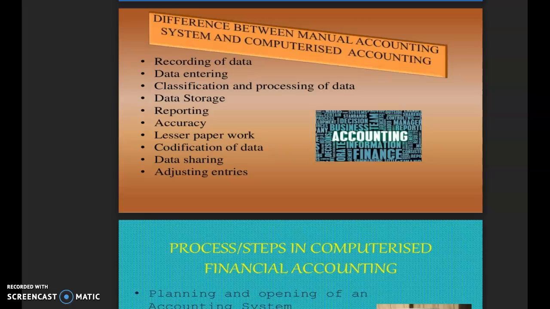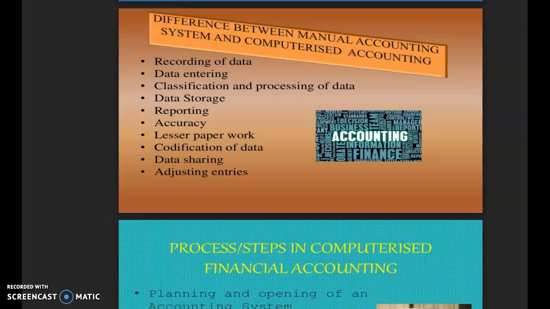But here the only difference is that all these steps and all the work is done with the help of the computer, but the basic instructions, basic principles, basic concepts, they remain the same. And the computerized accounting system also works on the same parameters as the manual accounting system. That means the accounting system which is done by persons without the help of the computer.